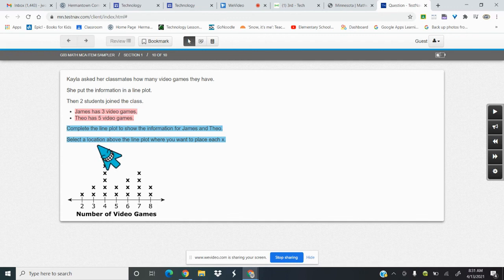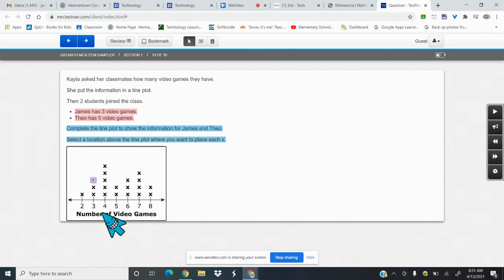So James has 3 video games. So I'm going to go above the 3, and you can see how my cursor changes to a finger pointing. That means there's a spot there, and you can't see it, where I make an X. Okay, so that's a little tricky. So just know, if there's not a spot to put an answer, it's probably an interactive math chart or something that you have to interact with, and you got to figure it out. So Theo has 5 video games, so that's above the 5. There we go. So that's where you put those 2 X's.